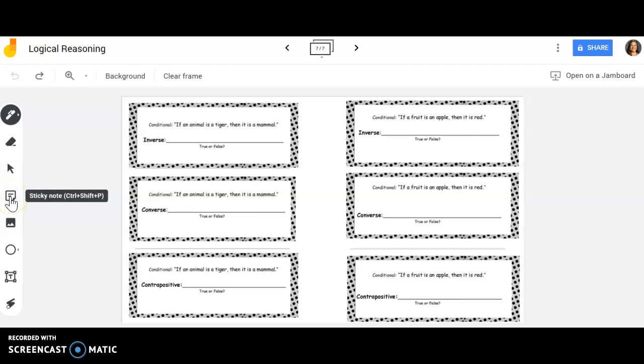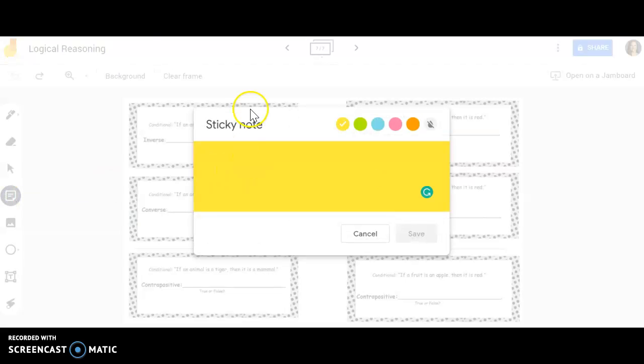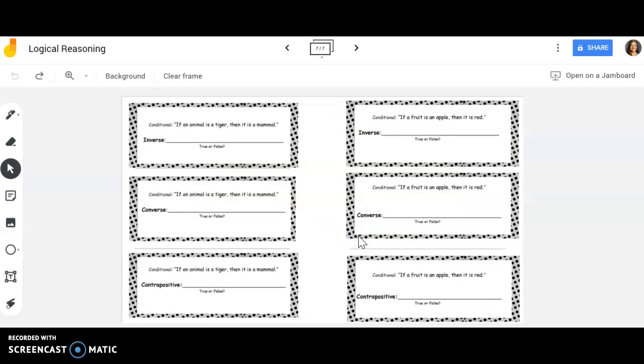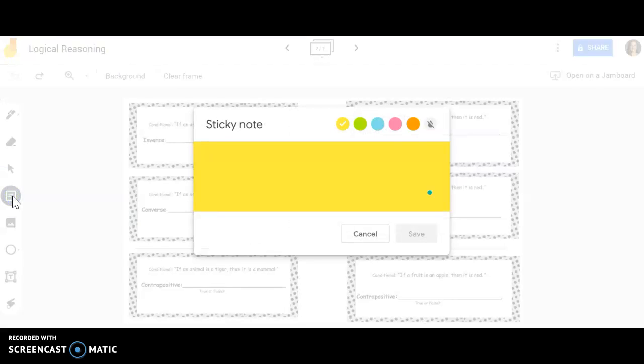All right, so this is a continuation of the examples. We have our conditional statement: if an animal is a tiger, then it is a mammal. So what we're going to do is negate it. If it is not a mammal, then an animal is not a tiger. Okay, so we are negating it. We are adding the nots to it.